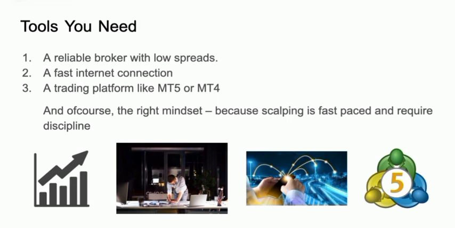Number three is a trading platform like MT5 or MT4. So you need these platforms. I said number one is a good reliable broker, number two a fast internet, and number three a trading platform, and of course the right mindset, because scalping is fast paced and requires discipline, and having the ability to make quick decisions is a skill. You would have done all your analysis, and you must be able to take that trade, make that quick decision to enter the trade and scalp. Otherwise, you'll be cut off.